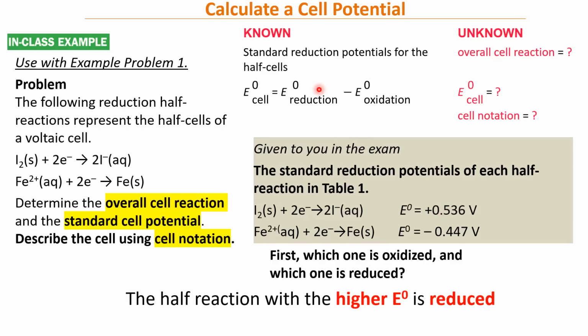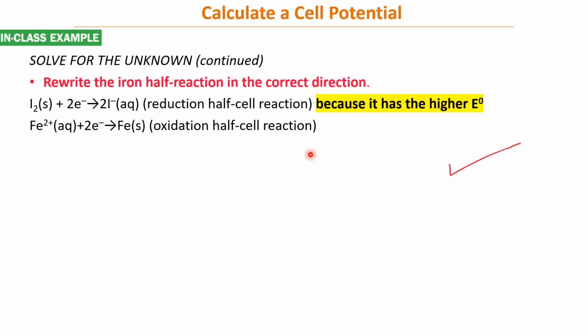So this one is going to be reduced, so it will go here, and this one is going to be oxidized, so it will go here. So the half reaction with the higher E naught is reduced. Between those two, this one, I2 plus 2e gives me 2I minus. This one will be reduced. So this is the cathode. So this one will be the reduction half cell. This one will be the oxidation half cell.